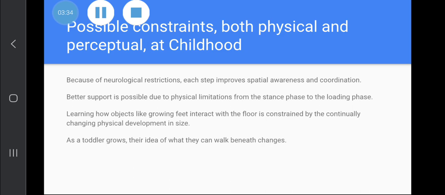Possible constraints, both physical and perceptual, at childhood. Because of neurological restrictions, each step improves spatial awareness and coordination. Better support is possible due to physical limitations from the stance phase to the loading phase. Learning how objects like growing feet interact with the floor is constrained by the continually changing physical development and size. As a toddler grows, their idea of what they can walk beneath changes.